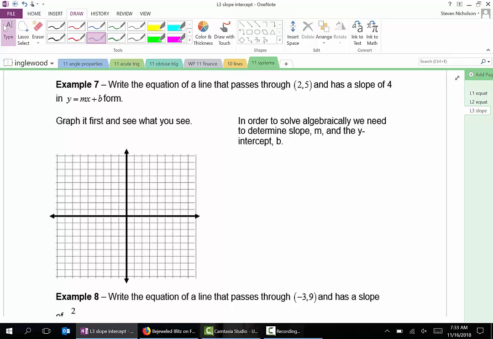So a picture is always a good way to attack a problem. So that's what I'm going to do. I'm going to graph 2, 5, and I'm going to use the slope and see if I can find a nice y-intercept.